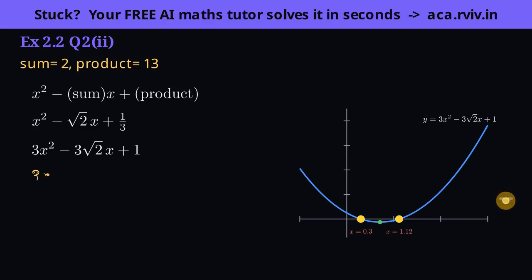Takeaway: an irrational sum isn't special, it simply rides along into the middle coefficient, here as minus 3√2. Don't let the surd rattle you, treat it exactly like any other number.